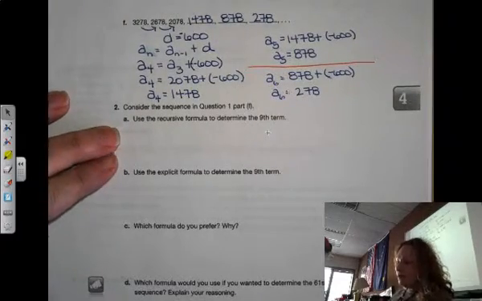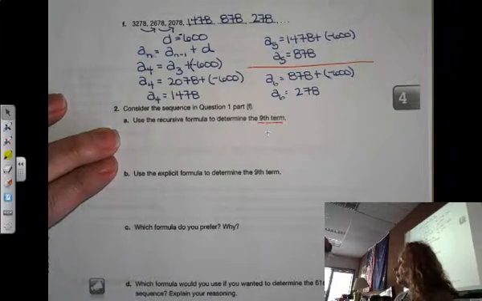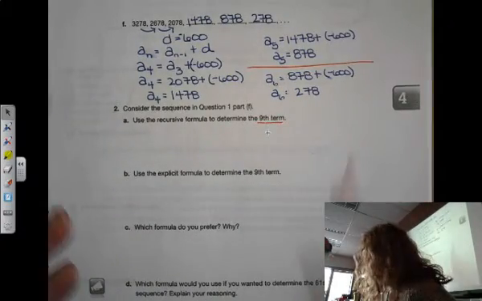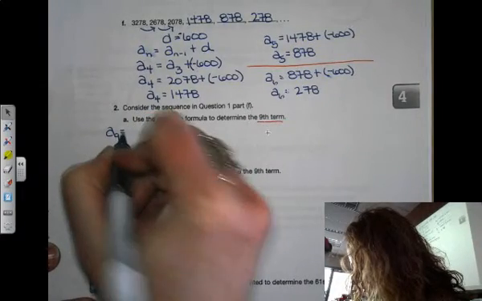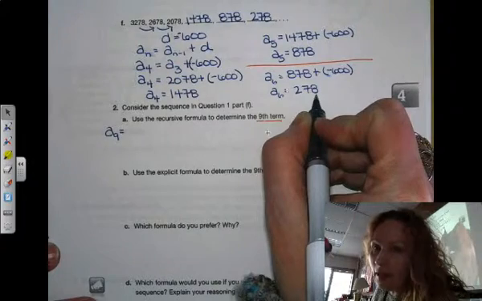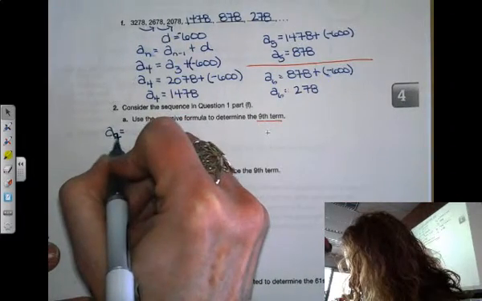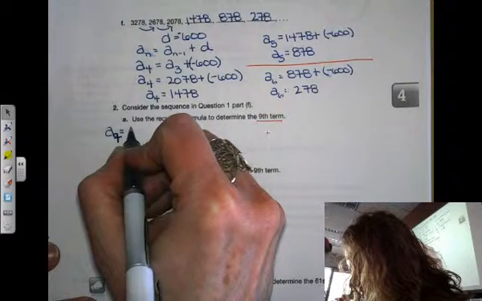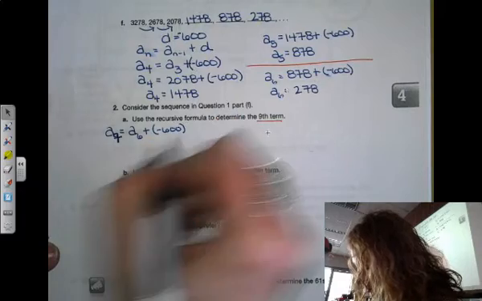All right, so now look what it says. It says we have to use the recursive formula to find the 9th term. So that's going to take us a little bit of room, right? So to find the 9th term, we're going to have to get the 8th term. And which term are we on? 6. So we're going to have to start with 7. The 7th term is going to be the 6th term plus negative 600.